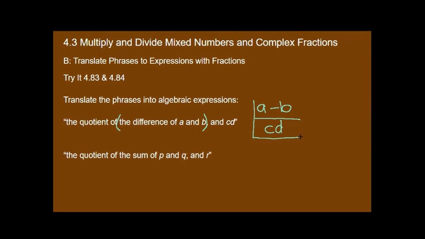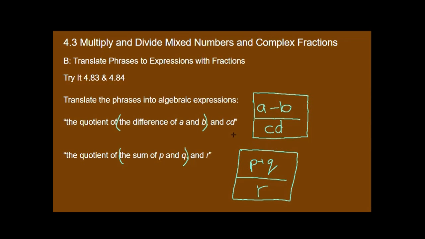And this is what you should have gotten for the first one. Next, the quotient of the sum of p and q and r. Now sum means we're adding, right? So we're going to do p plus q, but then we're taking the quotient of that and r. And this is what you should have got for the second one. Okay, check your answer there.